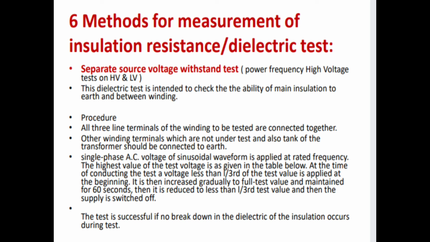At the time of conducting the test, a voltage less than 1/3 of the test value is applied at the beginning. It is then increased gradually to the full test value and maintained for 60 seconds. Then it is reduced to less than 1/3 of the test value and the supply is switched off. The test is successful if no breakdown in the dielectric of the insulation occurs during the test.